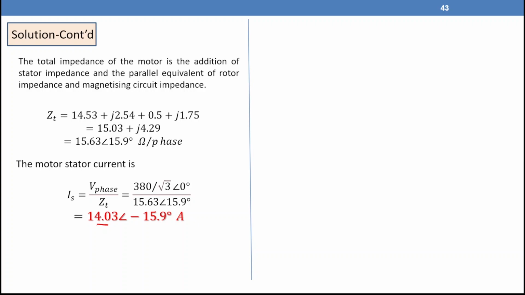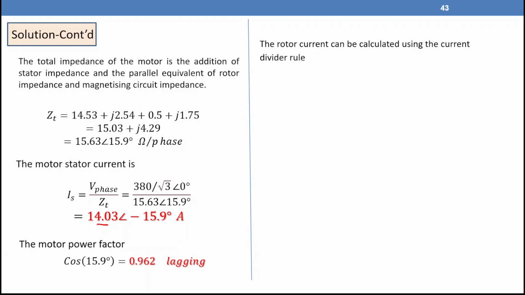What about the power factor? The power factor is cosine theta v minus theta I. Theta v is 0, theta I is minus 15.9, so that will be cosine 15.9, which is 0.962 lagging. What about the rotor current?